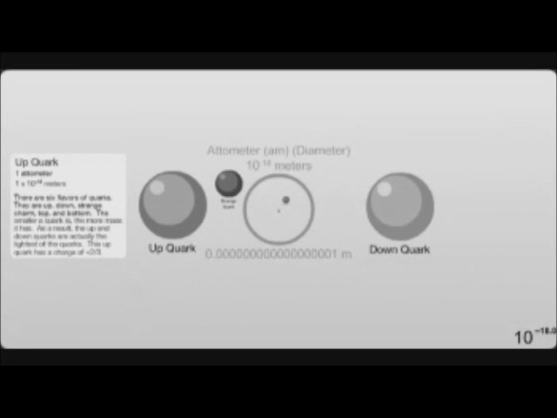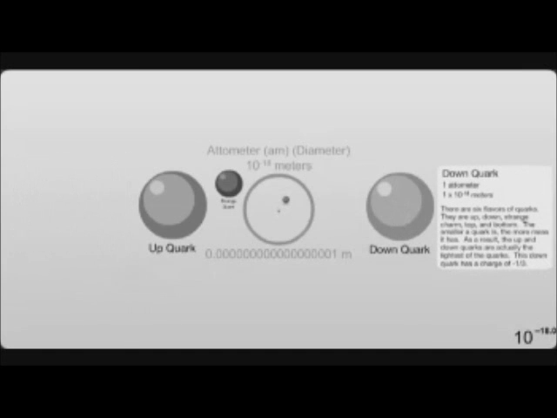Up quarks. There are 6 flavors of quarks. There are up, down, strange, charm, top, and bottom. The larger a quark is, the more mass it has. As a result, the up and the down quarks are actually the lightest of the quarks. The up quark has a charge of +2/3, and the down quark has a mass and a charge of -1/3.